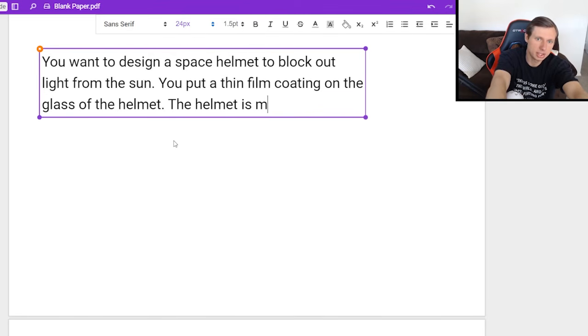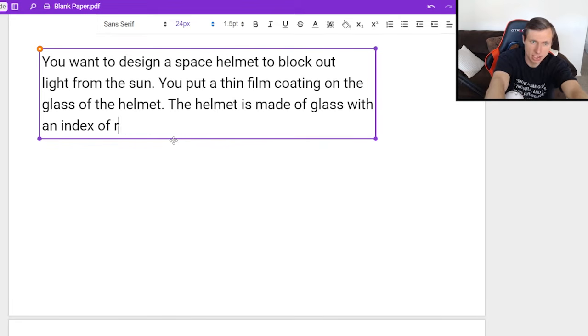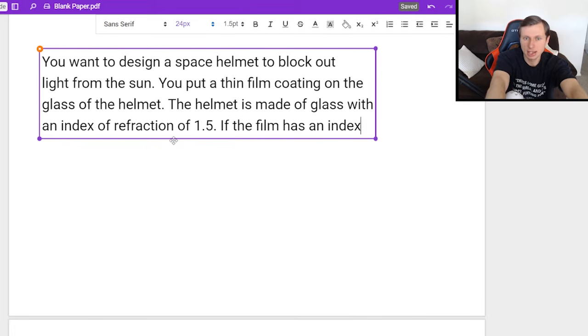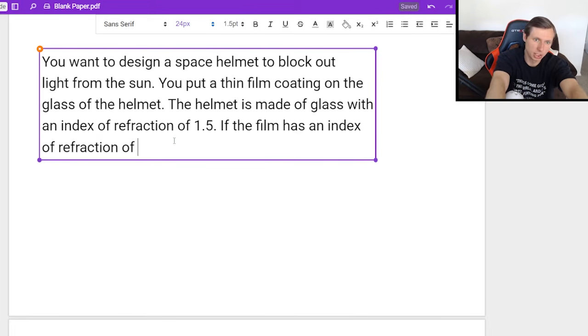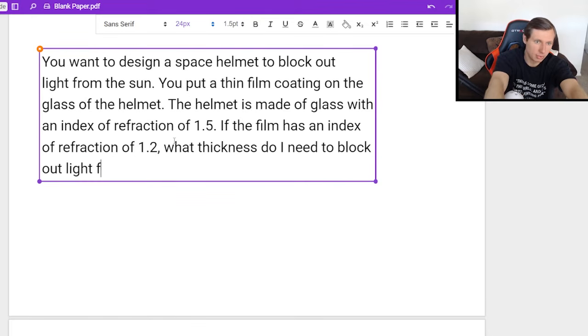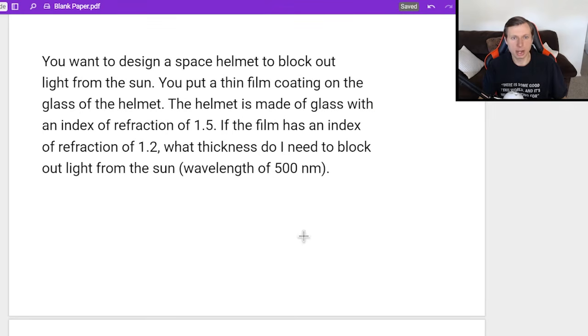The helmet is made of glass with an index of refraction of 1.5. If the film has an index of refraction of 1.2, what thickness do I need to block out light from the sun? Let's say that's a wavelength of 500 nanometers. Okay, so here's my problem.